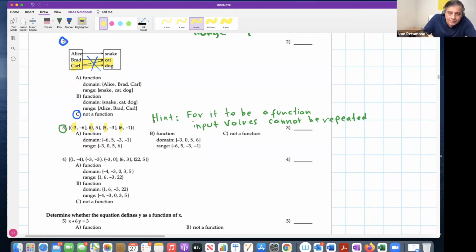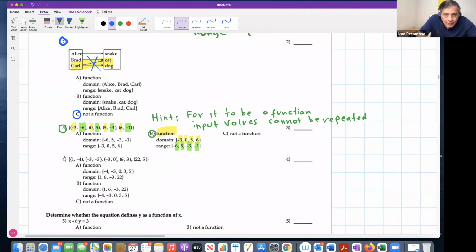And not only that, it's a function. Quickly I can pick up the domain as the collection of all first components: -3, 0, 5, and 6. And for the range, I can pick up the second components: -6, 5, -3, and -1, which are here. Try to remember these for your homework, because you're going to do this on your homework as well. Great. Let's do number 4, and then we will move on to something else.